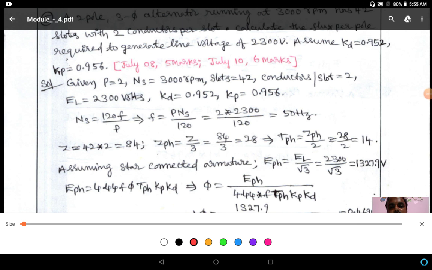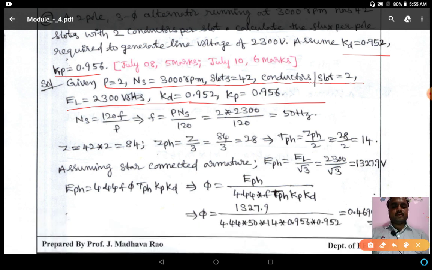So here first you write the given data. P is equal to 2, Ns is equal to 3000 rpm. Slots is equal to 42, number of conductors per slot is equal to 2. So Kd and Kp values also are given, right? So EL is equal to 2300, Kd is equal to 0.952 and Kp is equal to 0.956. So this is the problem given.